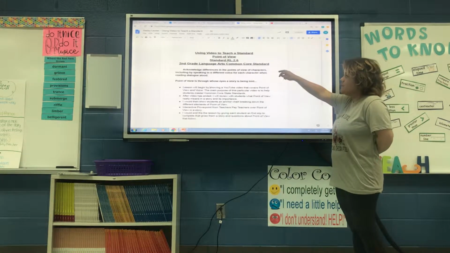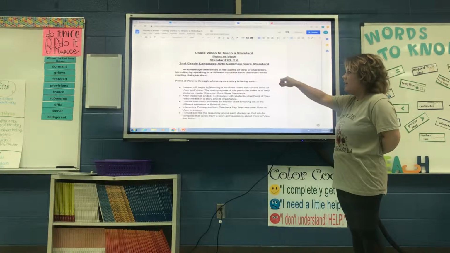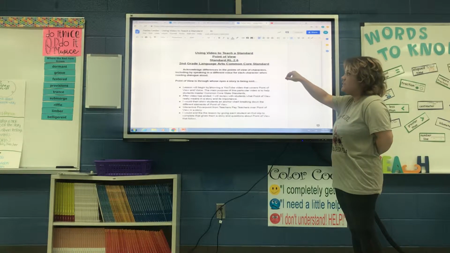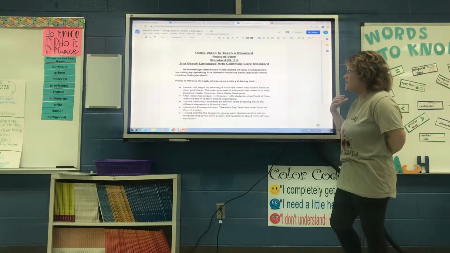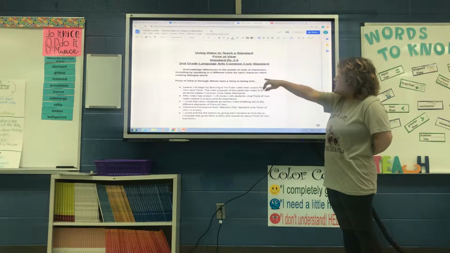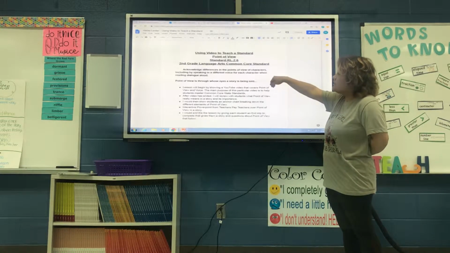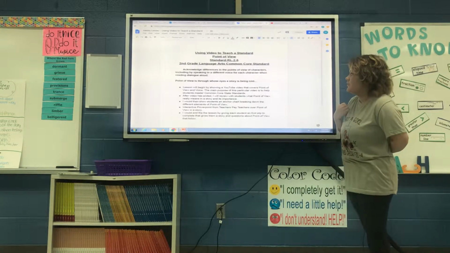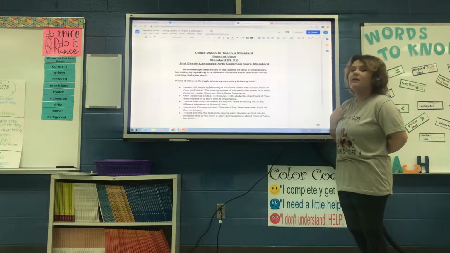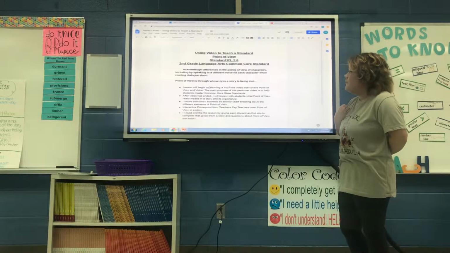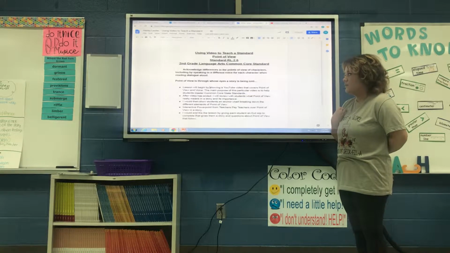So the standard I chose is actually point of view. It's a second grade language arts Common Core standard, which is in my content area of elementary education. It says acknowledge differences in the points of view of characters, including by speaking in a different voice for each character when reading dialogue aloud. Point of view is through whose eye the story is being told.